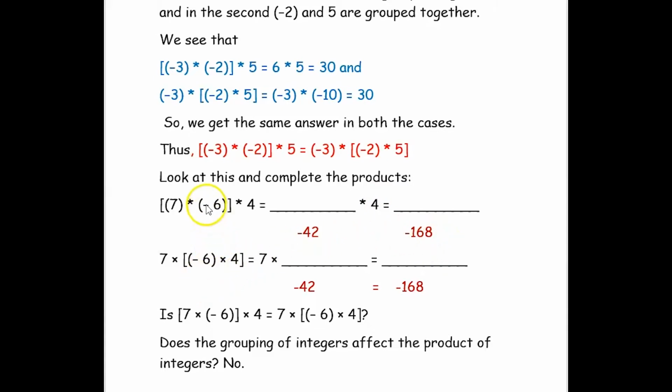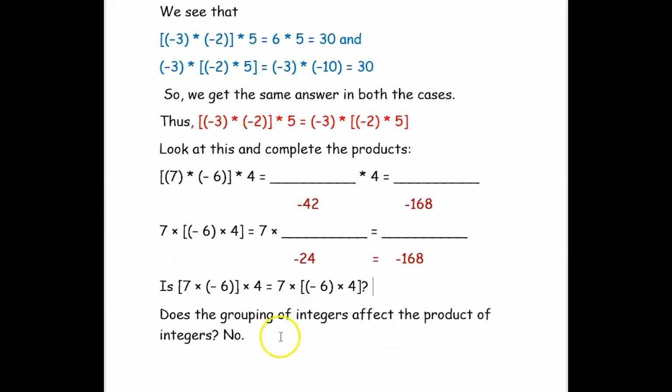So we will do it the other way. We are changing the parenthesis now to -6 and 4. So -6 into 4 is -24. So -24 into 7 will again be -168. Okay, so we are getting the same result. So we can say (7 × -6) × 4 equals 7 × (-6 × 4).